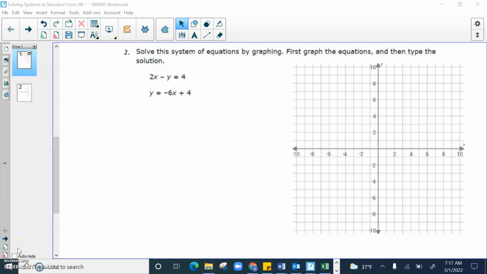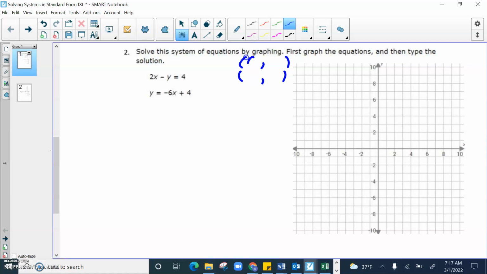So again, I have one equation in standard form and one in slope-intercept. This first one, 2x minus y equals 4, is in standard form. So I'm going to graph by finding both intercepts. One where my x is 0, one where my y is 0.